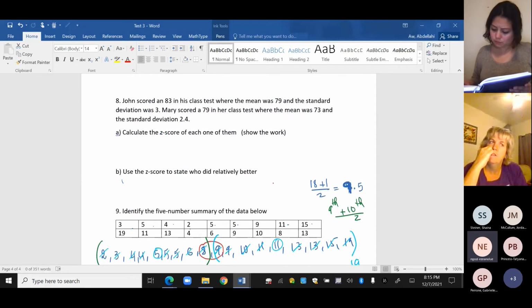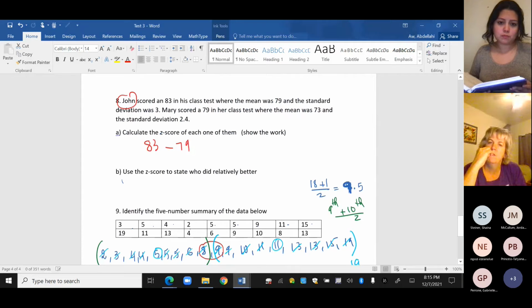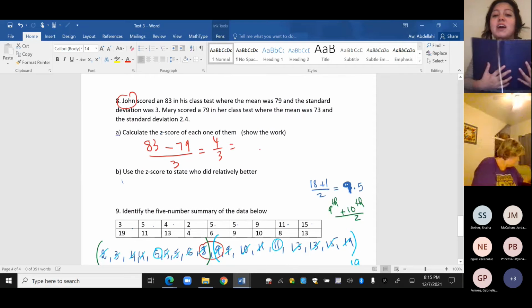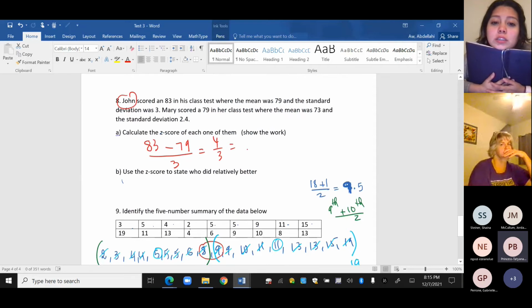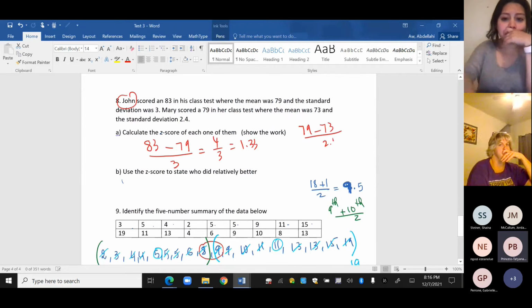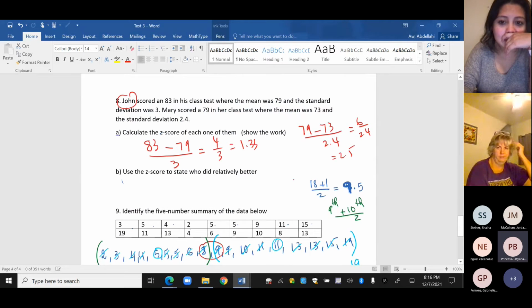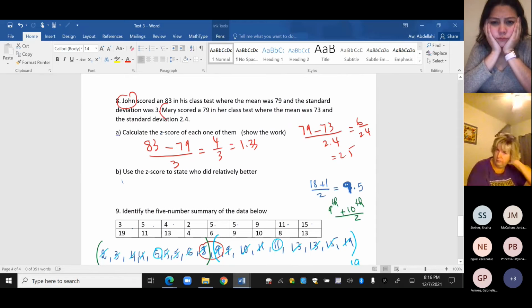So on the Z-score, everybody remember the Z-score? For John it is 83 minus the mean 79 divided by the standard deviation, right? Which is 4/3, I got 1.33. For Mary it is 79 minus 73 divided by 2.4. I got 6 divided by 2.4, you got 2.5. So relatively, Mary did better, right? Yes. Okay. Good. Relatively, Mary did better.